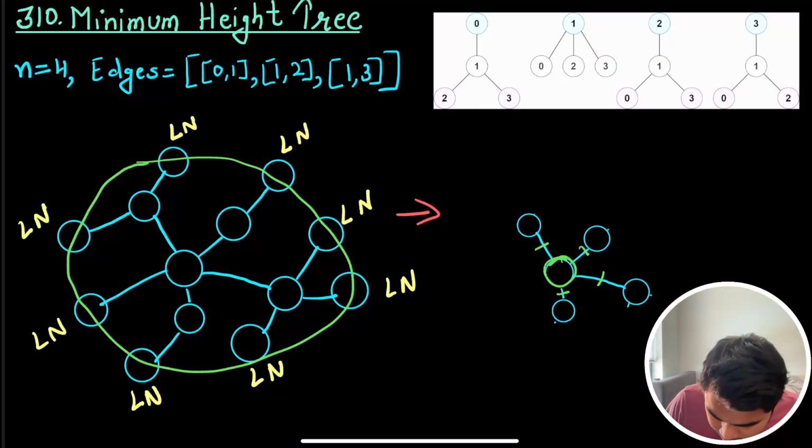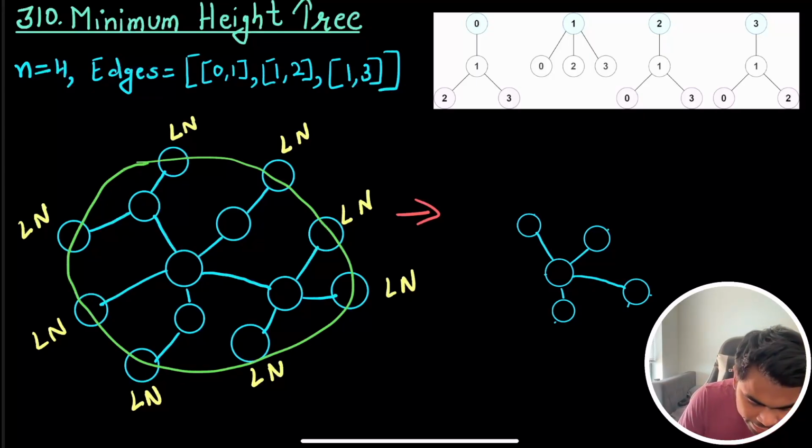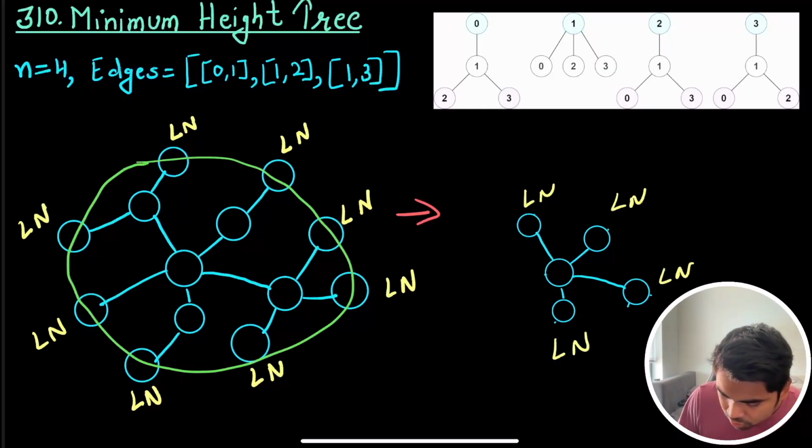But if I choose this middle node as my root, then they are all connected at one level with me. So what I'm trying to say is, let's say this is the remaining graph, or tree, that I have. Now again, I have these leaf nodes, right? This is a leaf node, this is a leaf node, this is a leaf node, and this is also a leaf node, and this is the only center node right now.